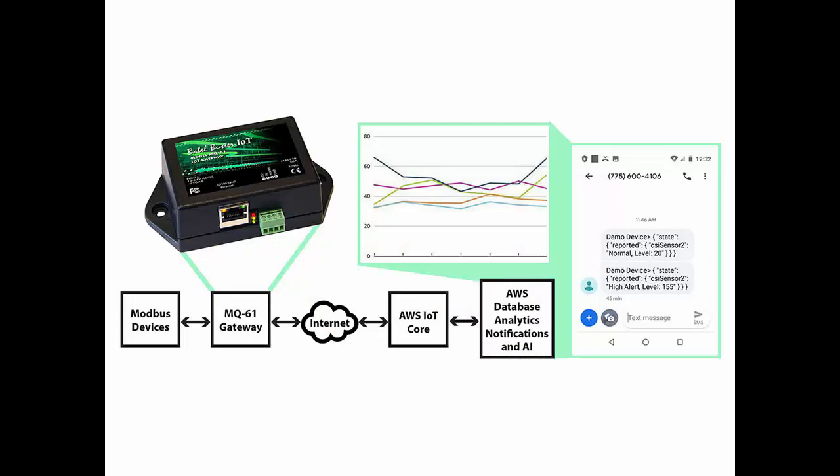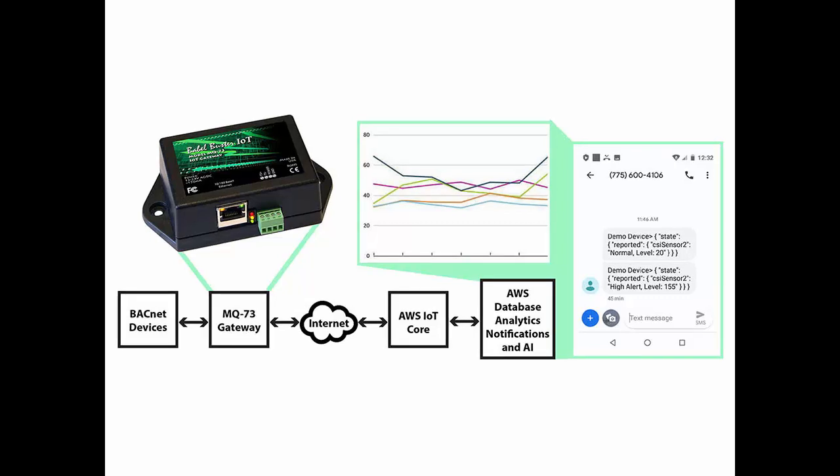Here's a block diagram showing how the IoT gateway fits into the picture connecting your Modbus devices to the Amazon cloud. The Modbus devices connect to the gateway, and the gateway publishes data via internet to the Amazon cloud. Within the Amazon cloud, IoT connects to other services including databases, analytics, notifications, AI, and so forth. The text message illustrated was generated by Amazon Simple Notification Services from data published by the Babel IoT gateway, and the graph shows data collected by the IoT gateway and published to the cloud.